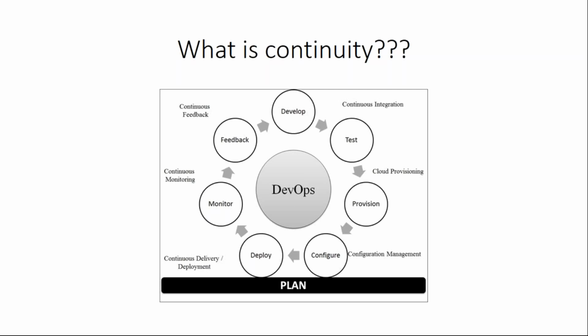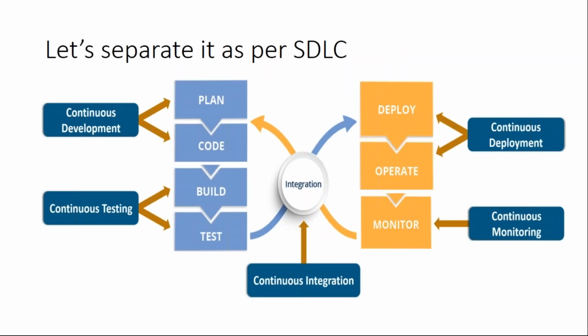So that's called continuous. That's why we have continuous integration, continuous configuration management, continuous delivery or deployment, continuous monitoring, and continuous feedback. Let's separate it as per the SDLC, with the processes derived from it, like continuous development, testing, and integration. So what are the phases? You can find this kind of diagram on the internet. Here we have business planning and coding, which we call continuous development.